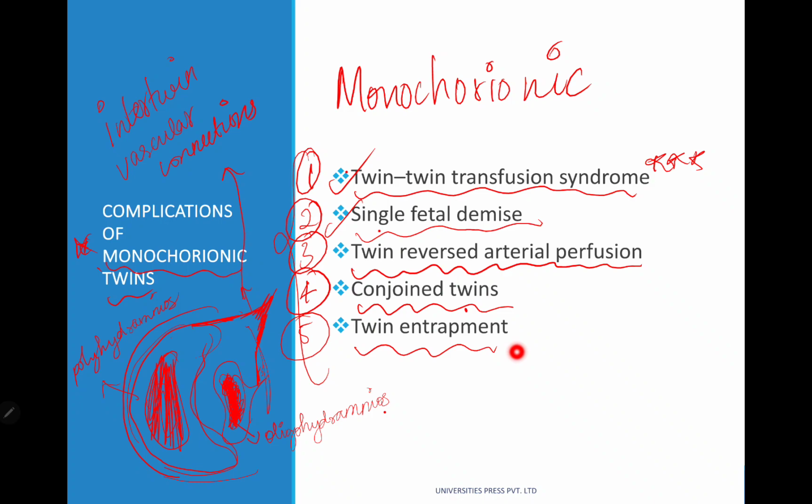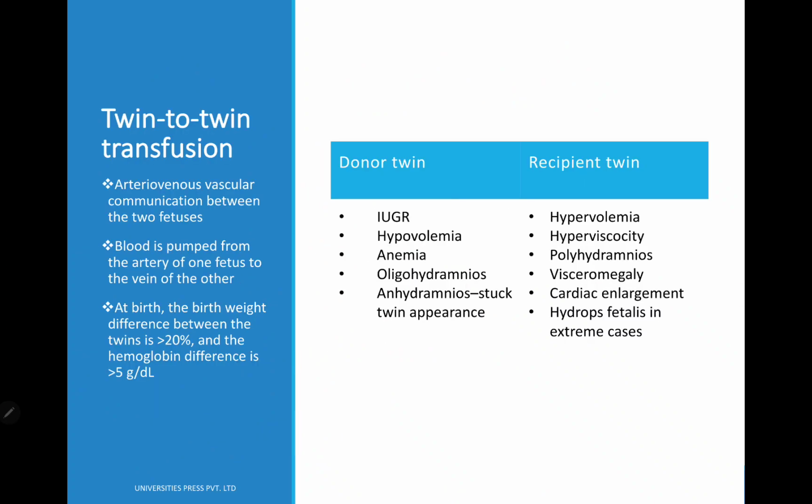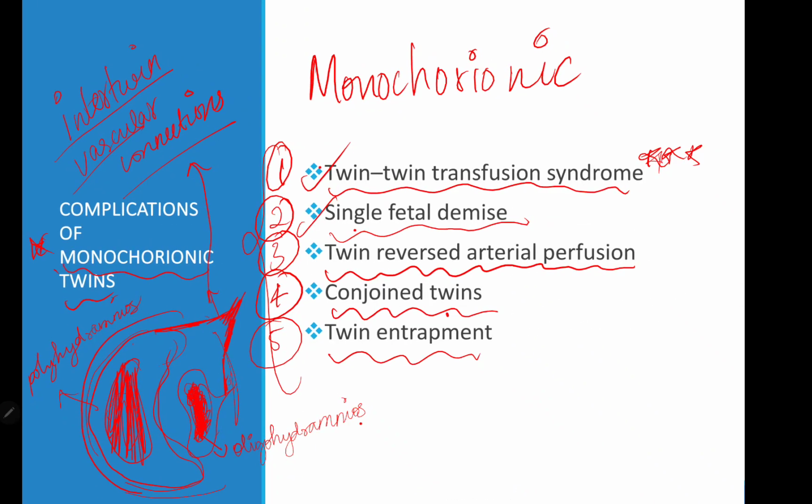So twin to twin transfusion syndrome is basically one sac having oligohydramnios and another sac having polyhydramnios, which results from inter-twin vascular connections. Therefore, there is twin to twin transfusion syndrome. You know what single fetal demise is. The third complication is twin reversed arterial perfusion, the fourth is conjoined twins, and the last one is twin entrapment. This twin to twin transfusion syndrome is very, very important, guys.